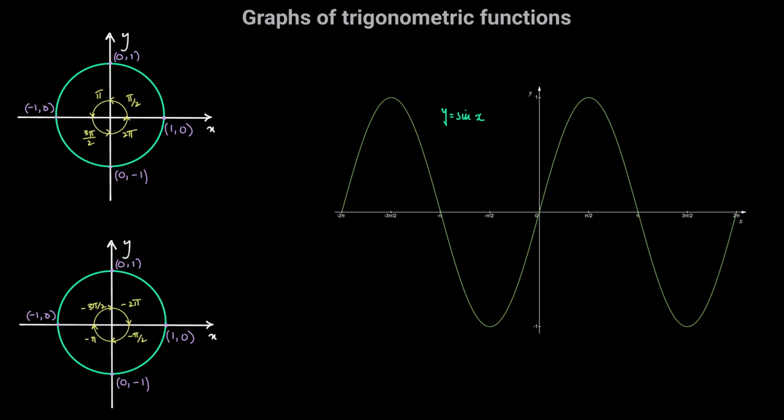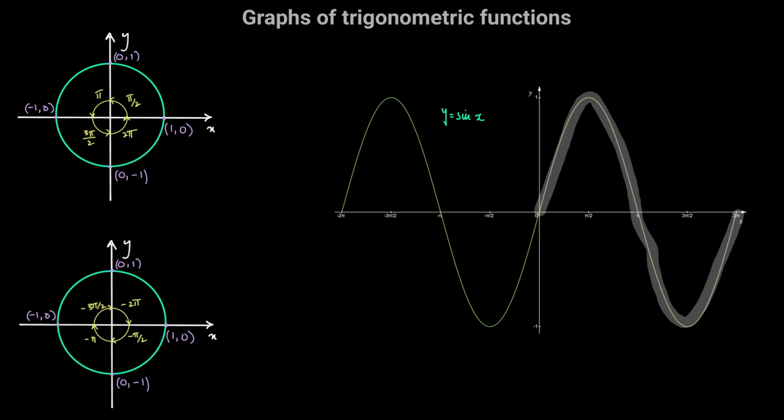Now again, if we look at the graph for y is equal to sine x, we can see a repeating pattern. We can see this wave-like pattern repeating itself every 2 pi radians or every 360 degrees. I've highlighted this pattern over here, so we can see that this wave repeats itself every 2 pi radians.